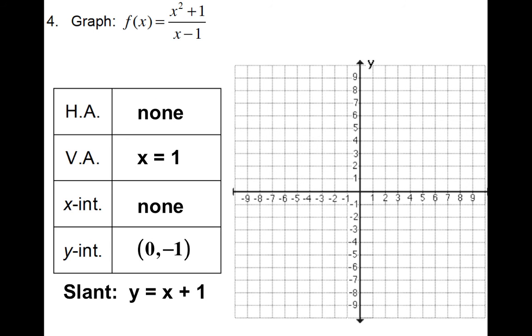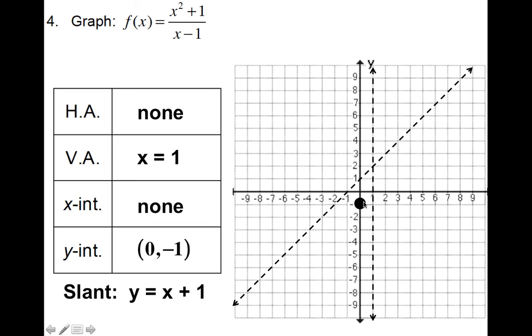So when we graph this, we don't have a horizontal asymptote, but we do have a slant asymptote where our y-intercept is 1 and our slope is up 1 over 1. We do have a vertical asymptote at x equals 1. We don't have any x-intercepts. And we have a y-intercept at (0, -1).